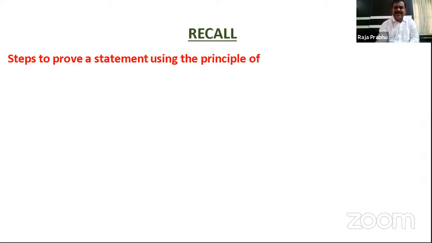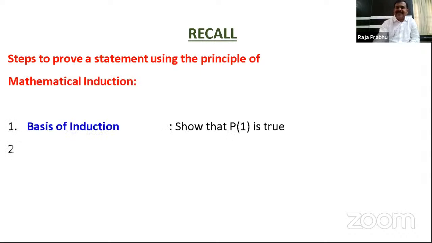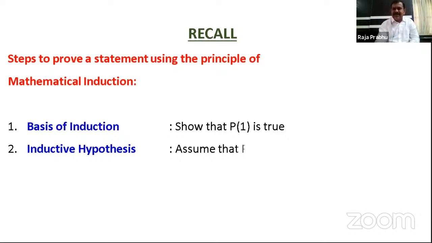What are they? Students, are you able to answer? Yes, the first step is just verifying for n is equal to 1, by substituting 1 in the place of n. And the second step is the inductive hypothesis. At this step, we assume that the statement is true for a certain value of k, where k is any natural number greater than or equal to 1.